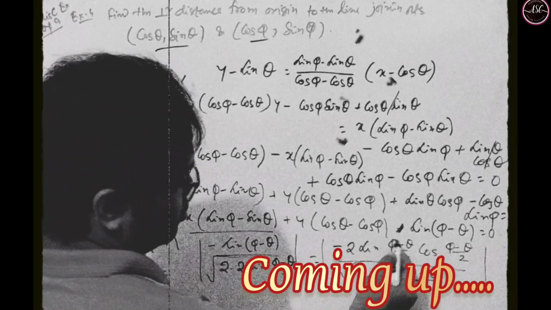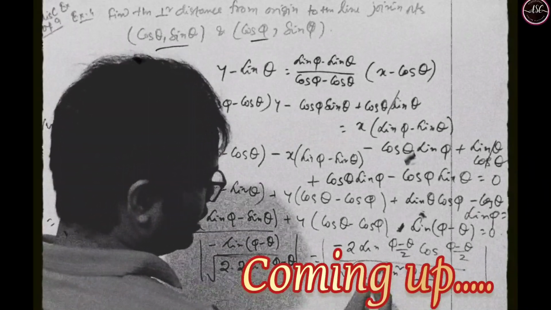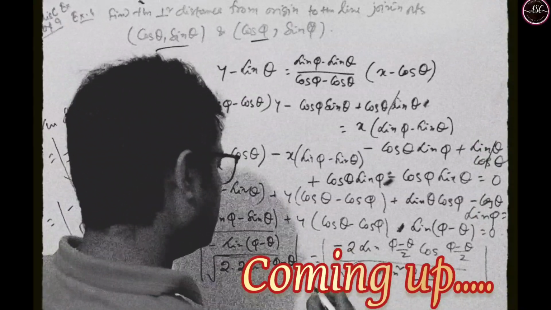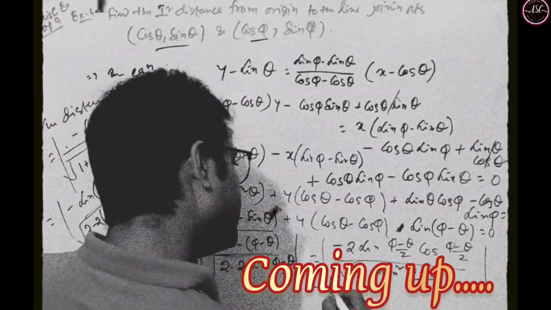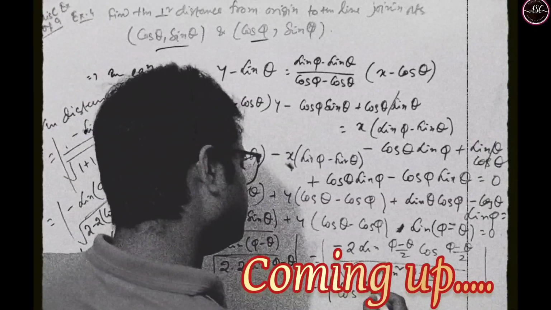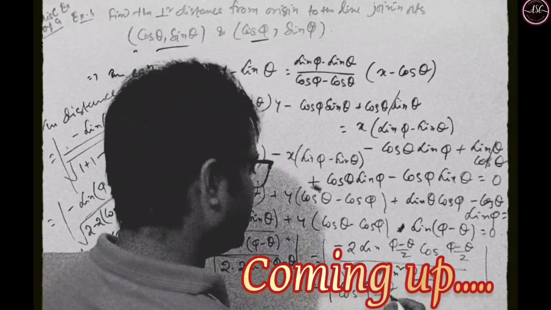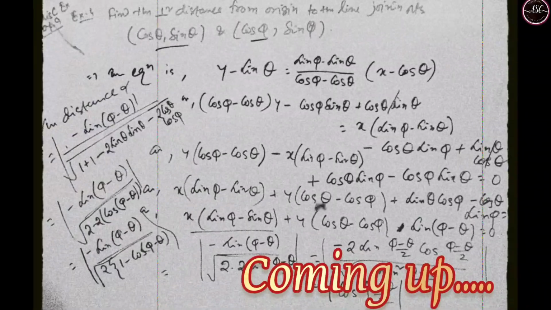Sin phi minus 5 minus theta by 2 will be cancelled out, here 2 will be cancelled out, and within mod we can write this as cos phi minus theta by 2. Okay, that will be your distance.